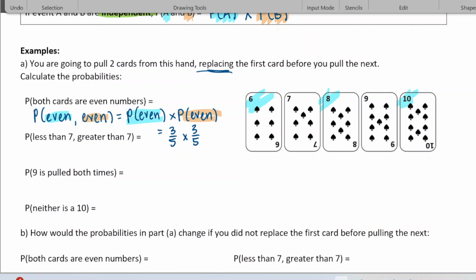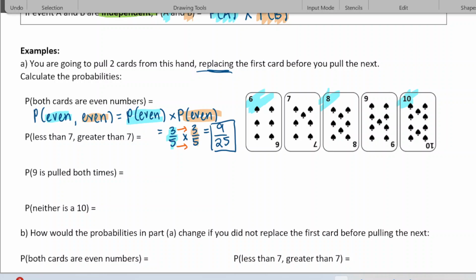And just a quick reminder on how we multiply fractions. We just multiply straight across. So just 3 times 3 and 5 times 5. So it's going to give us 9 out of 25. That's the chances we pull 2 even cards when we're pulling from this particular deck. So again, we just multiplied probability of even times probability of even.